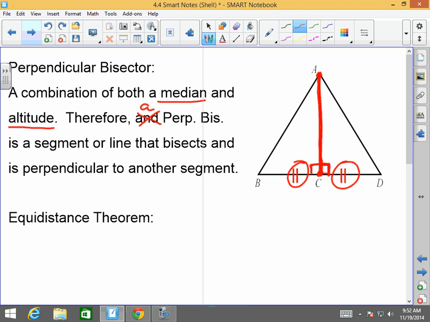All right? Now, if we look at a perpendicular bisector, hopefully this will make the equidistant theorem a lot easier for you to understand. Let's look at just a verbal proof here really quickly. Since we know that BC is congruent to CD, we know that angle ACB and angle ACD are right angles. That means that angle ACB and angle ACD are congruent because of the right angle congruency theorem, right?